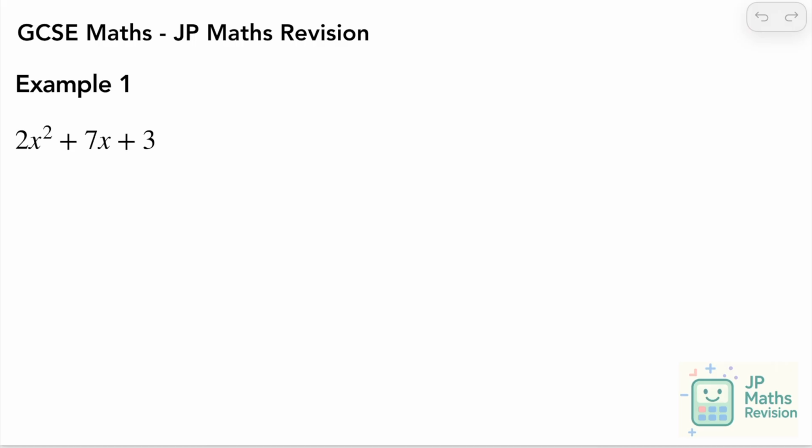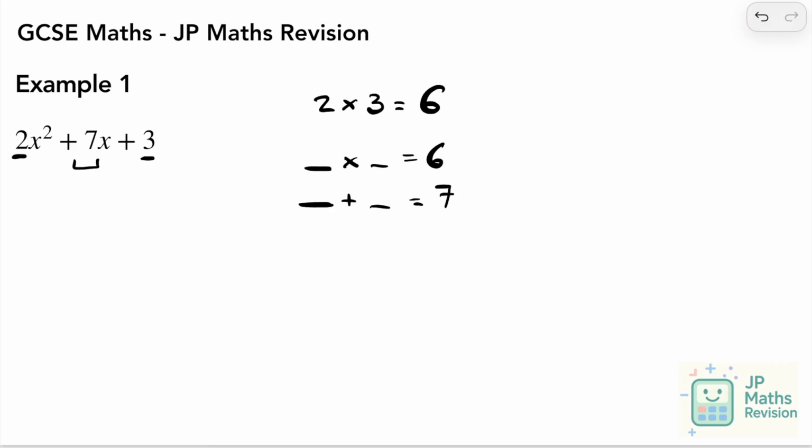So as per the method, the first step is to multiply the a and the c terms. So in this case, we have a 2 and a 3. So step 1 is to do 2 times 3, which is 6. So the next step is to think of two numbers that multiply to this 6, and they need to add to the number in the middle. So the number in the middle in this case is 7. So two numbers that multiply to 6 and add to 7, I know, are 6 and 1. So 6 times 1 is 6 and 6 plus 1 is 7. So I've got my two numbers.